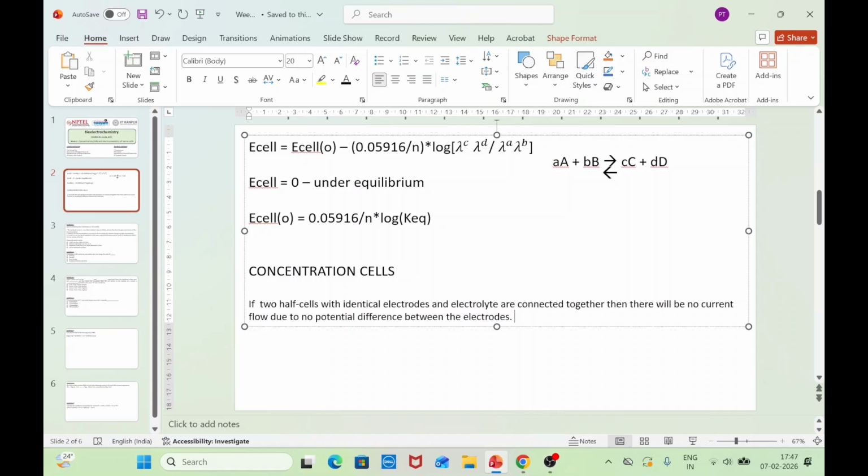So we didn't discuss one parameter here, right? Which is nothing but the concentration of the electrolyte.